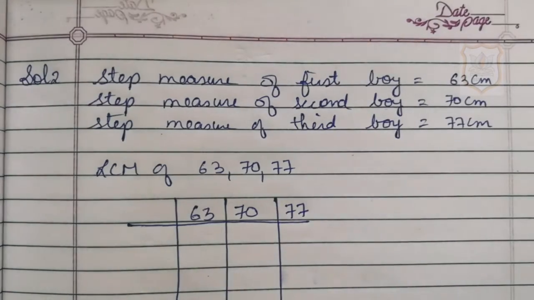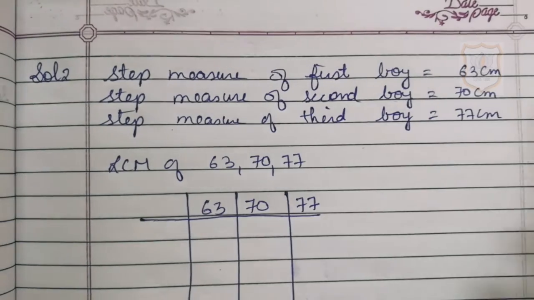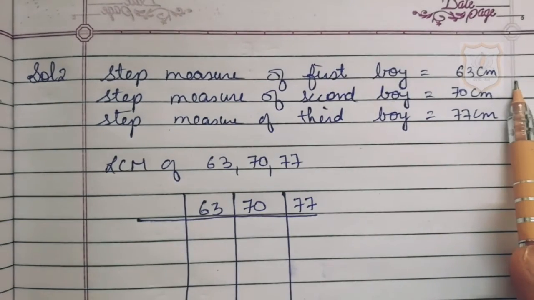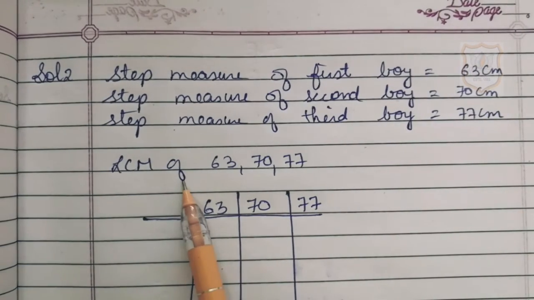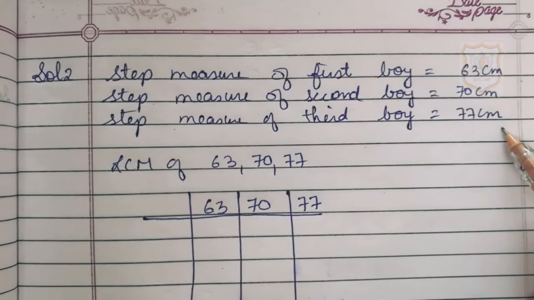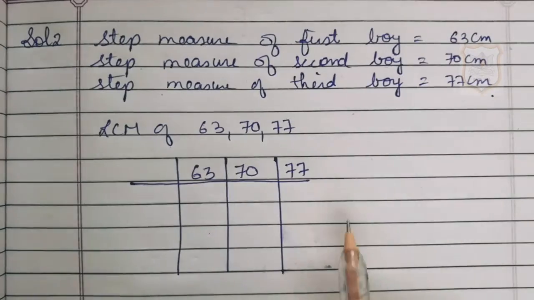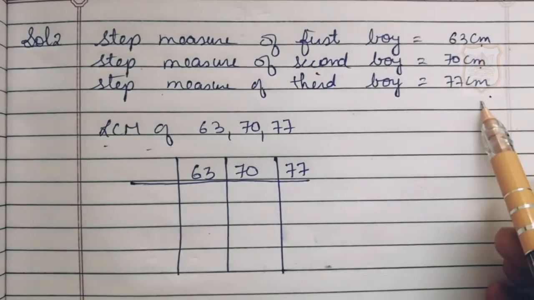Now solution for question number 2. First we will write down the step measure of the first boy, that is 63 cm, the step measure of the second boy, that is 70 cm, and the step measure of the third boy, that is 77 cm. These measures are all given in the question. Now students, here we have to find out the minimum distance. For that we will find out the LCM of 63, 70 and 77.